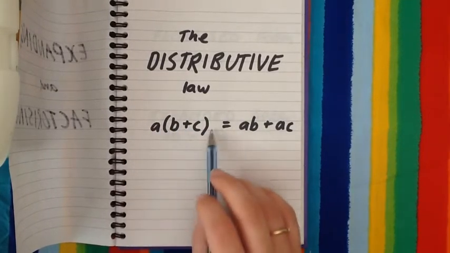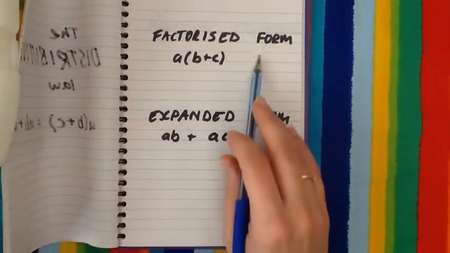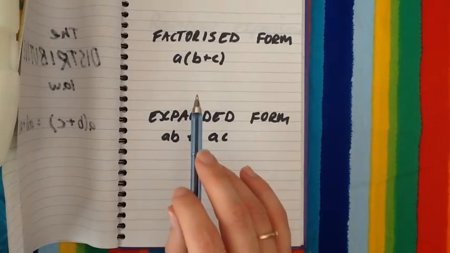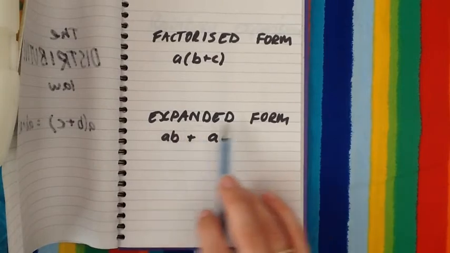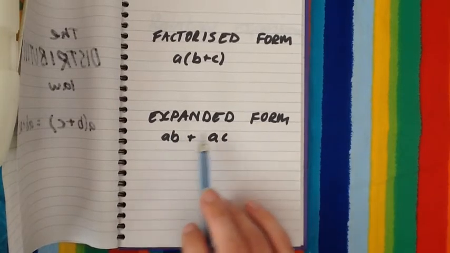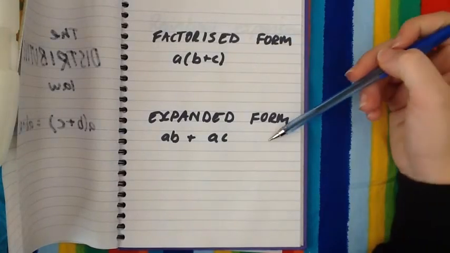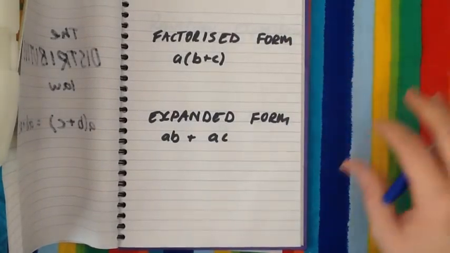When it's written like this, that is called the factorised form because the common factor of a has been removed and placed out the front separately. When it's written like this, that's called the expanded form because a is written twice. Sometimes the factorised form is useful, sometimes the expanded form is useful. So you need to be very competent at moving between the two.